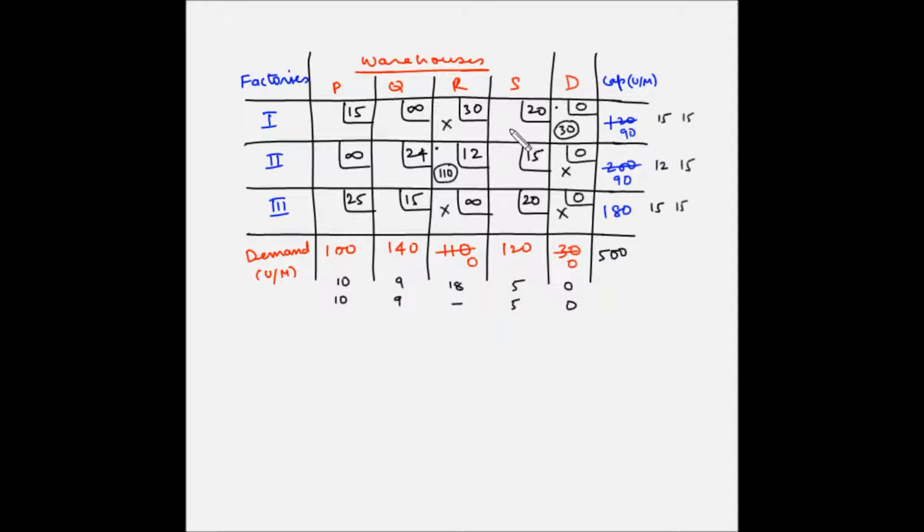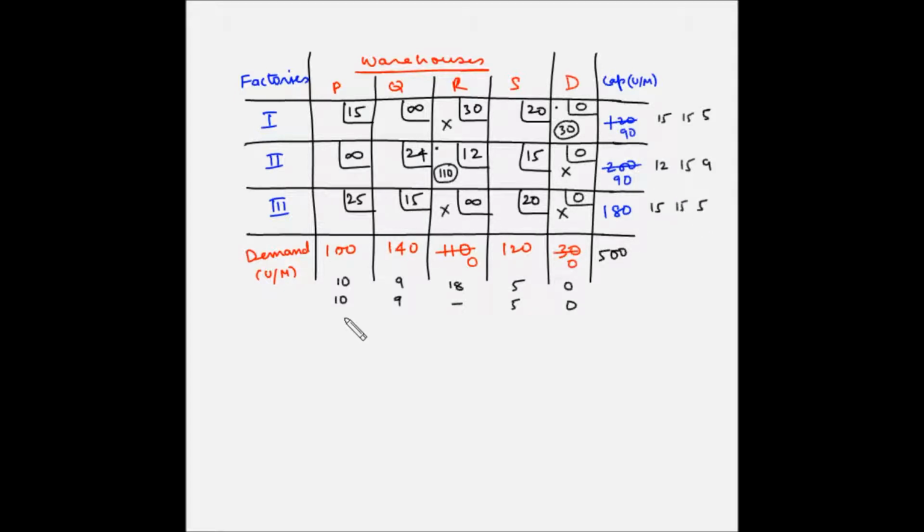Now let's redetermine the row and column differences. So for the first row, the lowest is now 15 and the next lowest is 20. So the difference is 20 minus 15, which is 5. For the second row, the lowest is 15 and the next lowest is 24. So the difference is 24 minus 15, which is 9. For the third row, the lowest is 15 and the next lowest is 20. So the difference is 20 minus 15, which is 5.